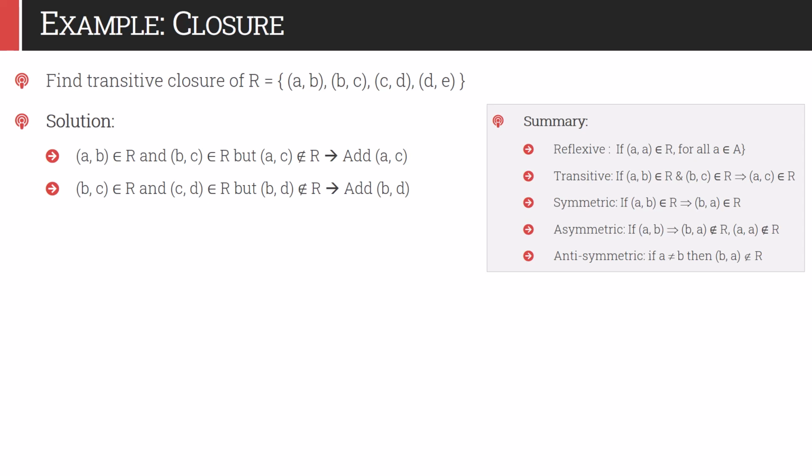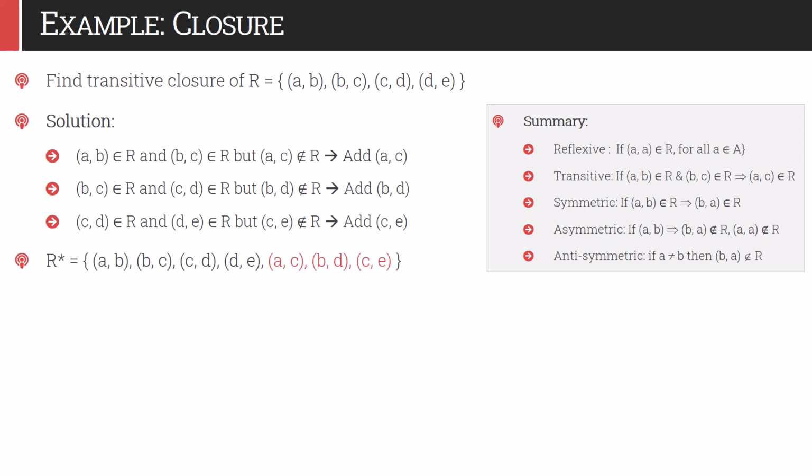Is there any such couple of pairs? So we can verify that CD is in R, DE is also in R, but CE is not in R. So we need to add pair CE as well. Any other combination? No, I guess there is no such combination left. So by adding these three pairs, we can make sure that now relation R is transitive. So R star is the transitive closure of R.